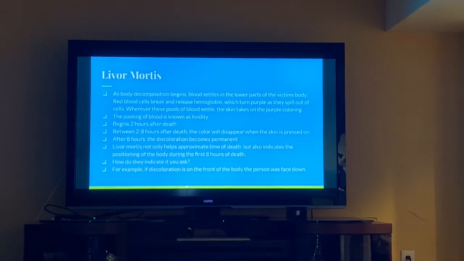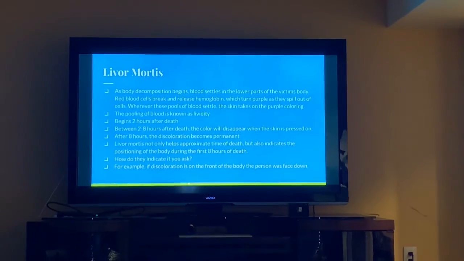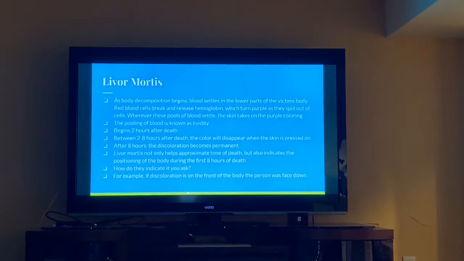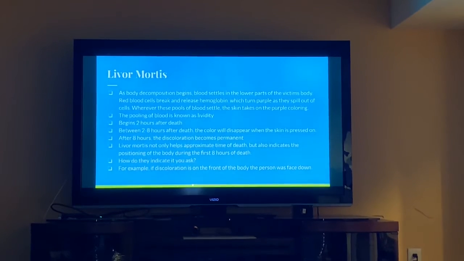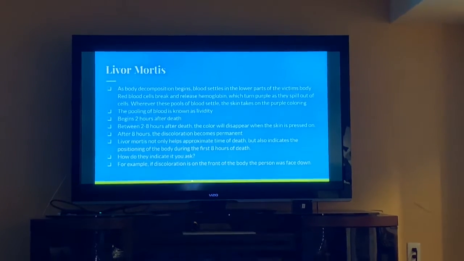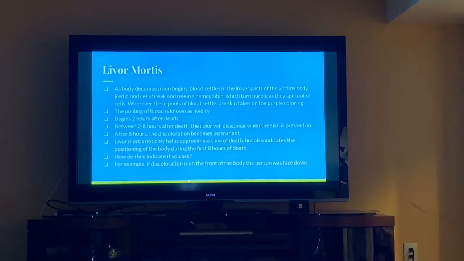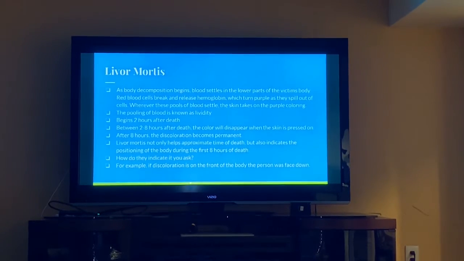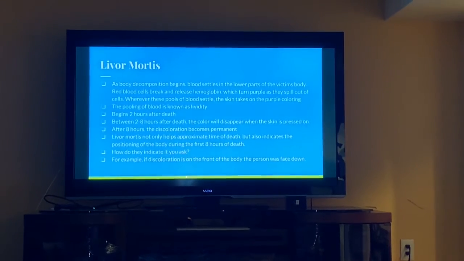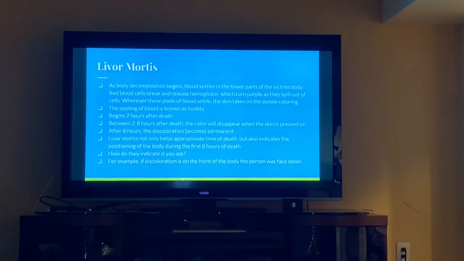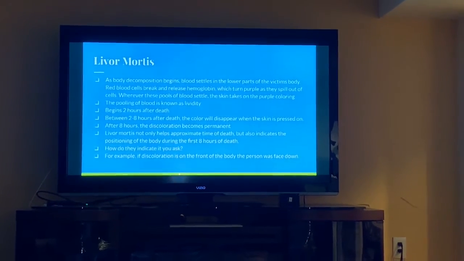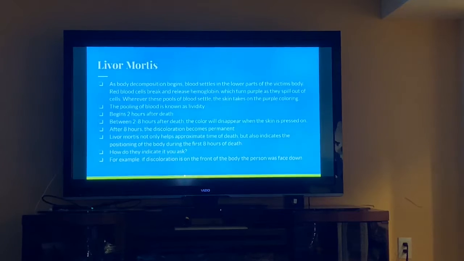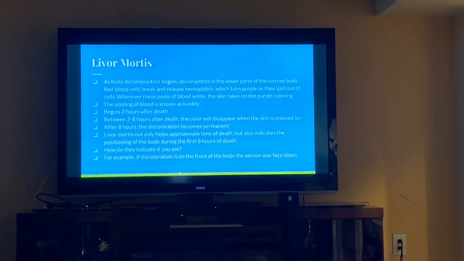That begins 2 hours after death, and between 2 to 8 hours after death, the color will disappear when the skin is pressed on. After 8 hours, the discoloration becomes permanent. Livor mortis not only helps approximate time of death, but also indicates the positioning of the body during the first 8 hours of death. How do they indicate it, you ask? For example, if discoloration is on the front of the body, the person was face down. So this actually helps a lot with the autopsy because it shows how they died or where they landed on, basically.